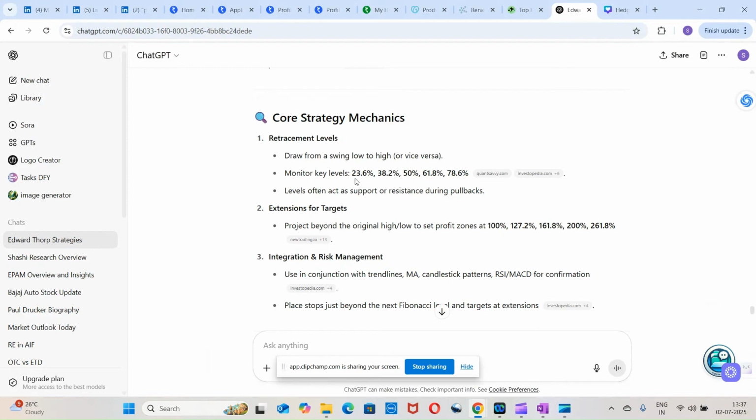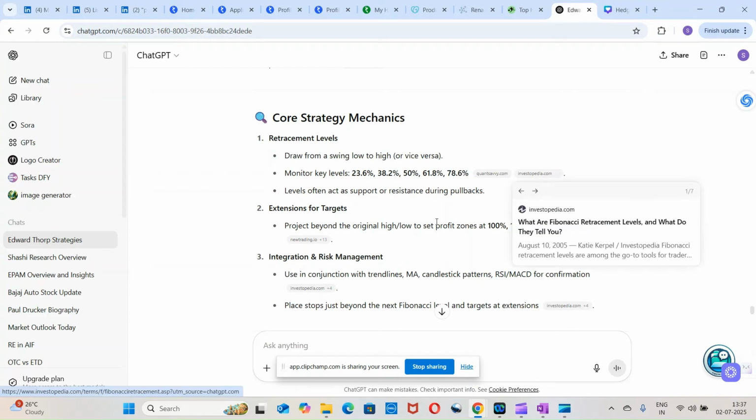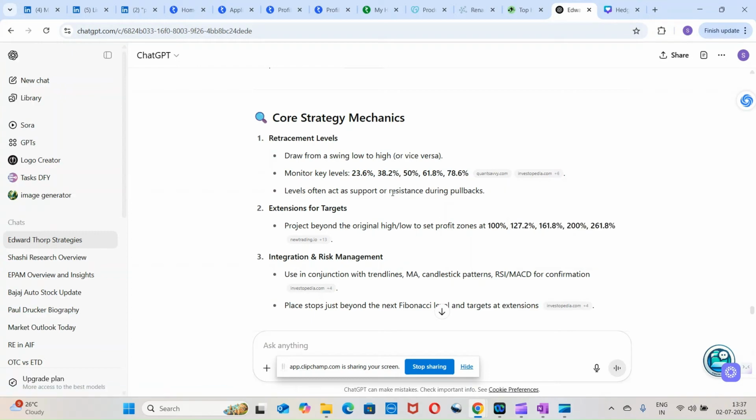So monitor key levels at 0.23, 0.38, 50, 61.8, and 78.6. These levels often act as support or resistance during pullbacks. Once 0.38 is broken, the trend could go like this: it will either come down or go up like this. So that's what it is.